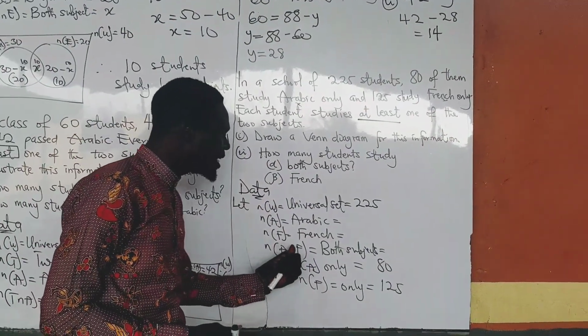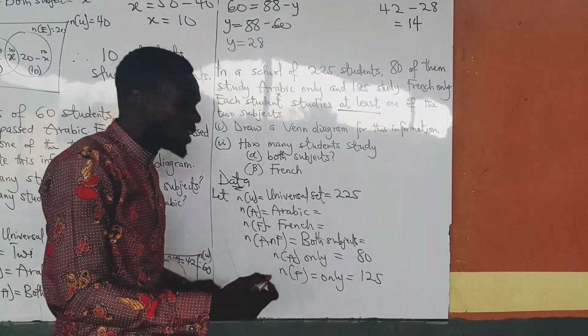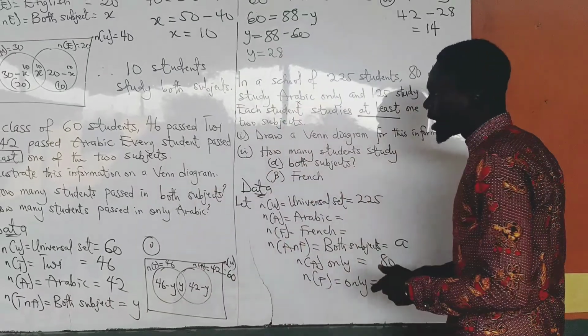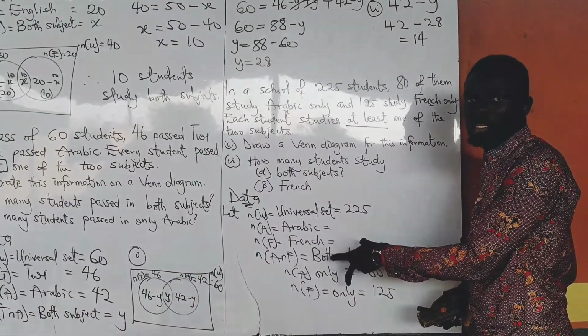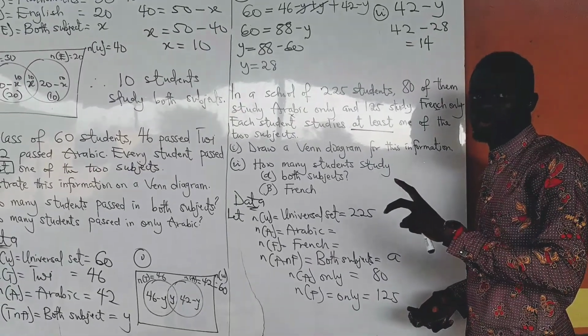Then the number of students that study both French and Arabic, we don't know. So we represent it with a variable, say A. Then we draw the Venn diagram for this set of data to illustrate the information. So let's take a break and see how the drawing is going to be.